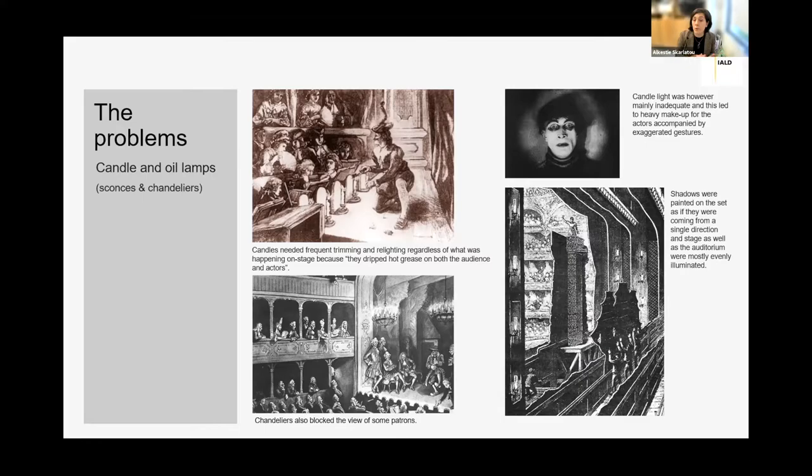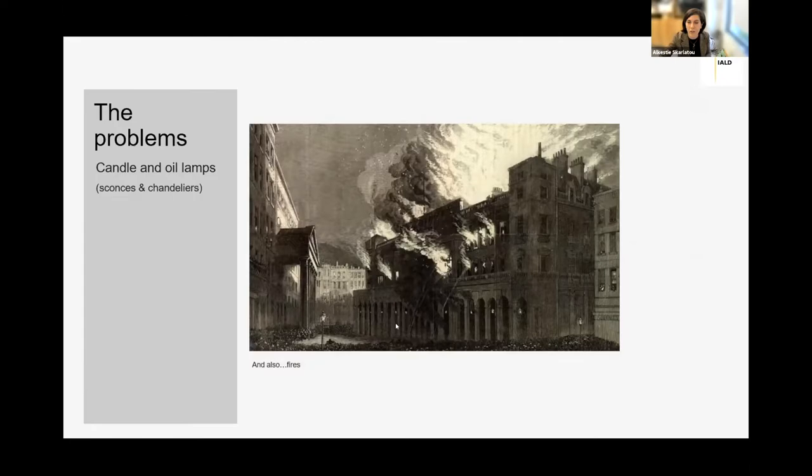And obviously, another small problem is that most theaters caught fire within 25 years of their life. They tried to invent water basins to save the situation, but it didn't save many European theaters from fire.